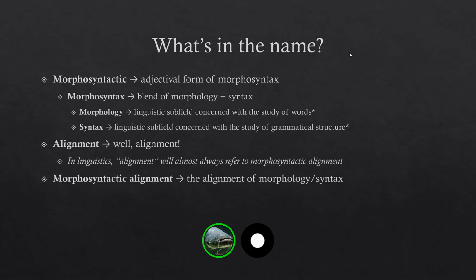Okay. So when we talk about morphosyntactic alignment, as people examining language, we can look at the words. Morphosyntactic is the adjective form of morphosyntax. Unless you study linguistics, you probably don't hear the word syntactic a lot, and you may think you should say something different. You can say it either way, that's fine, you're not going to get in trouble for that. And morphosyntax is a blend of morphology and syntax.